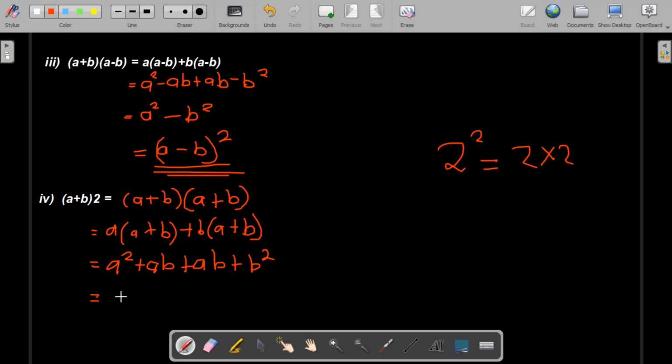So we can simply say a squared. When you're adding terms, we only add the like terms, and when you're adding like terms, we only add the coefficients. The coefficient of this one is 1 and the coefficient of that one is 1. So 1 plus 1 is 2. So we'll say plus 2ab and then plus b squared, and that is the final answer there. So that's what we do.